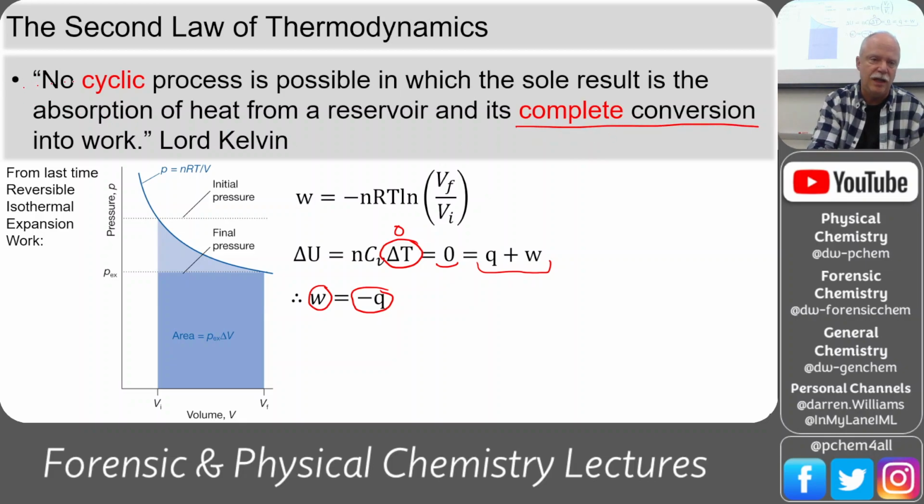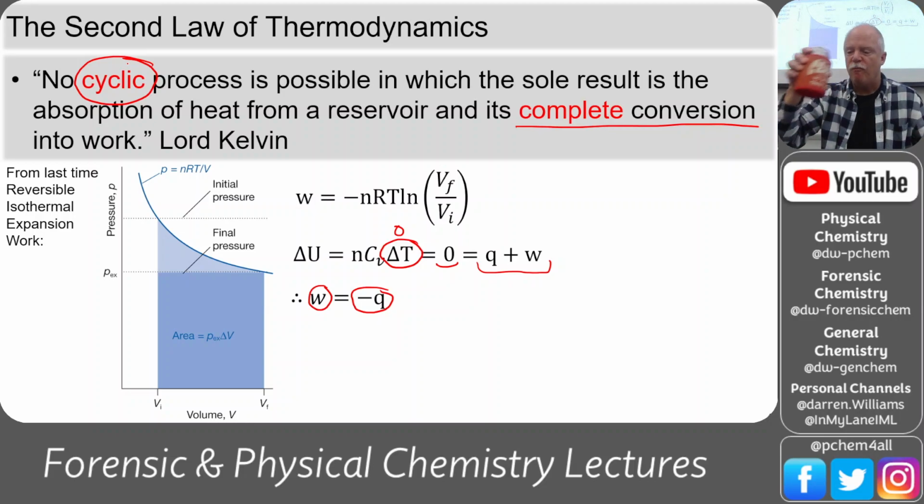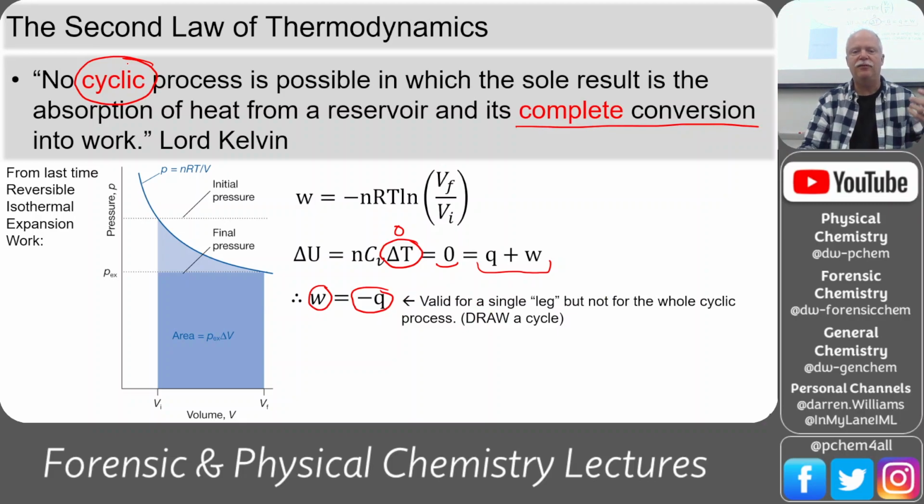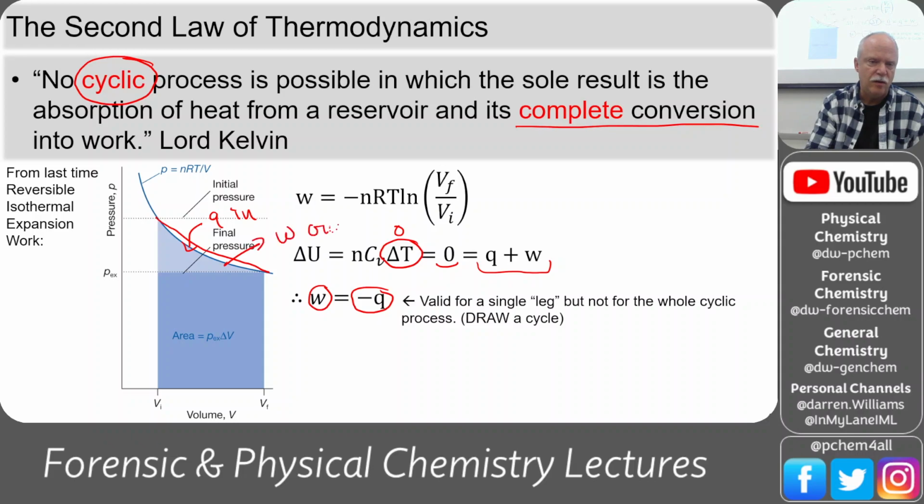But this is the key right here: no cyclic process is possible. So this is valid for a single leg, but the whole cycle is what we're talking about. So this would be an expansion, where this is heat in, Q in, and work out. Then if we were to cool this down, take out some of that excess heat, we could cool it down to this point.